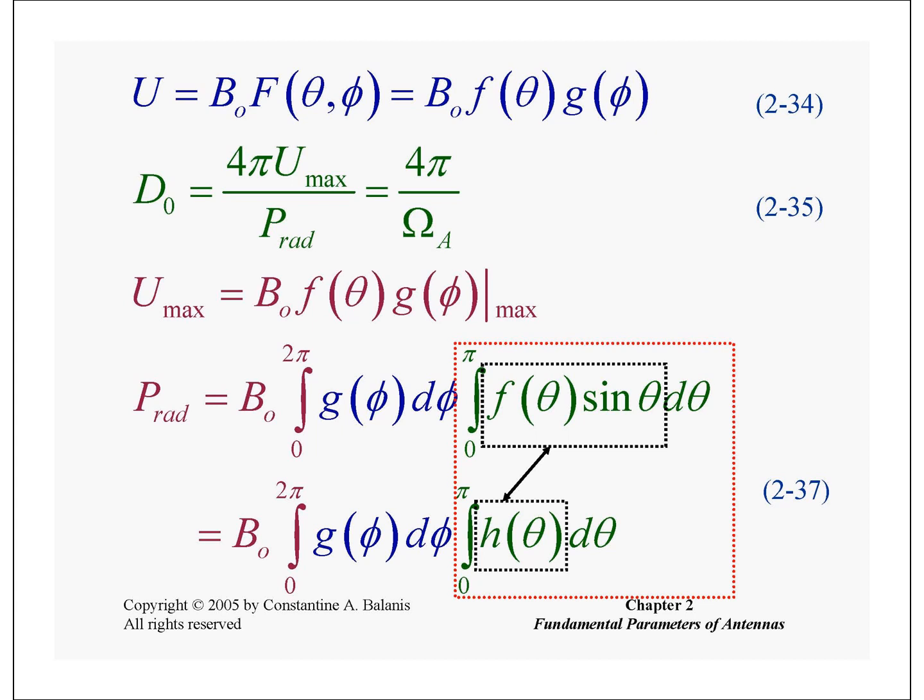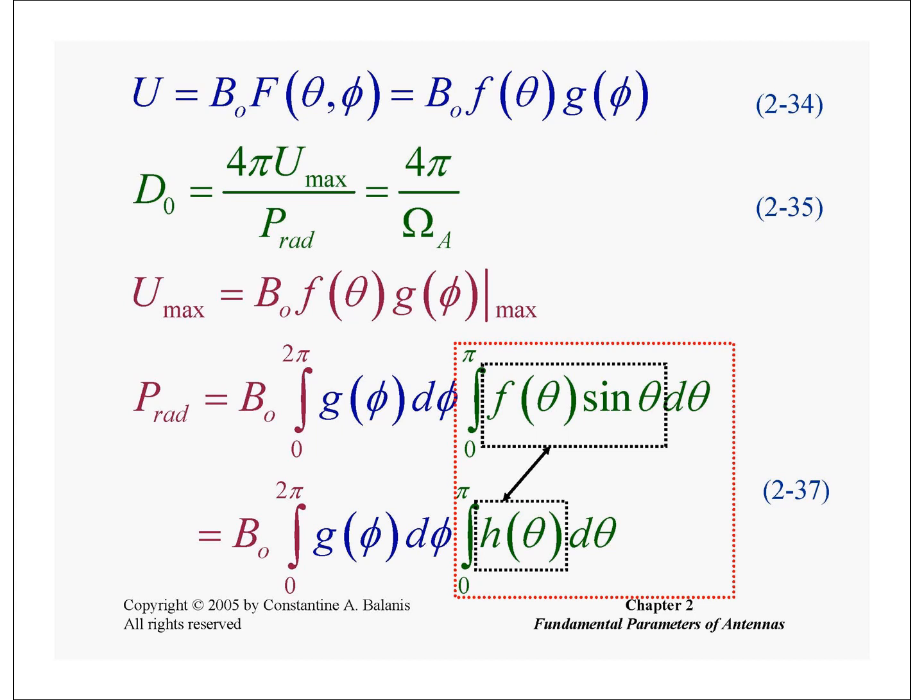Now the total radiated power can be calculated by the closed integral as discussed previously. It is equal to the integral of U d omega. D omega is the differential solid angle, which is equal to sine theta d theta d phi. So the total radiated power will be like this.